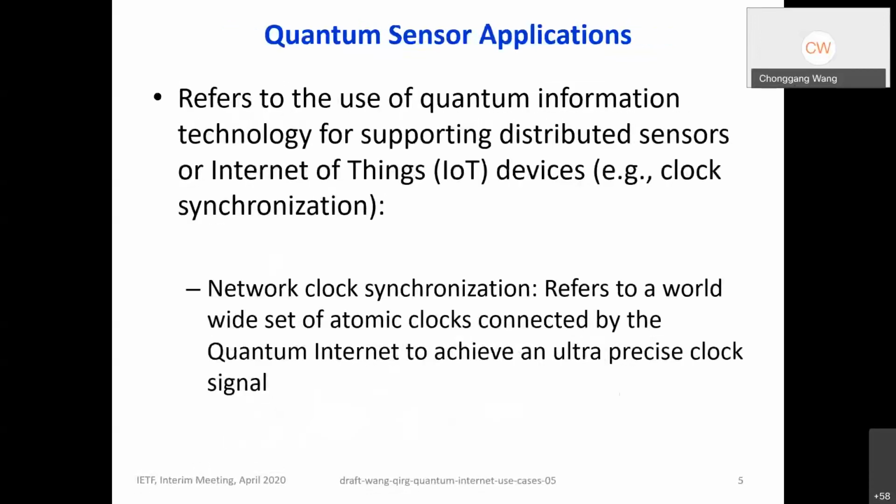The second type of quantum application is called the quantum sensor applications. It means using quantum information technology for supporting distributed sensors or even IoT devices. An example would be network clock synchronization. It's not about two nodes synchronizing their clocks. It's more about a network, a worldwide set of atomic clocks connected by the quantum internet to achieve more precise clock synchronization.